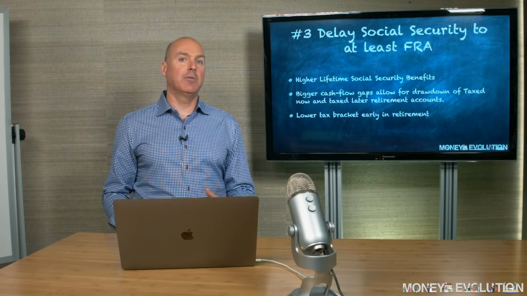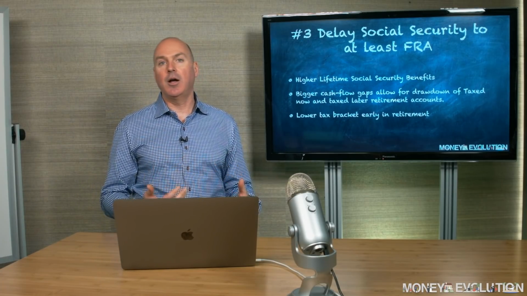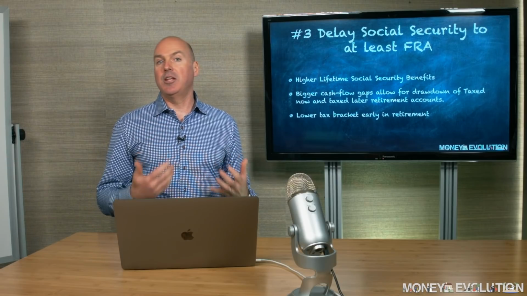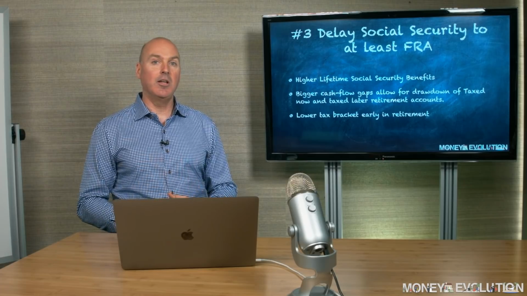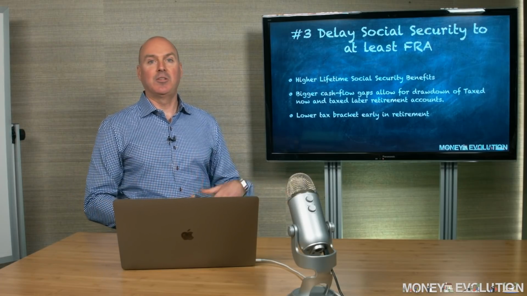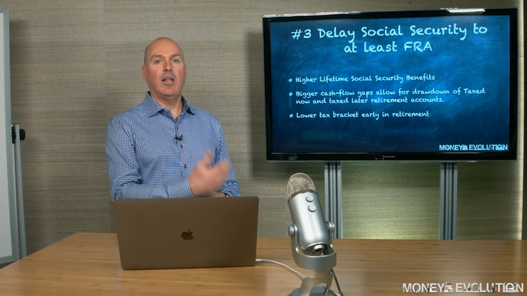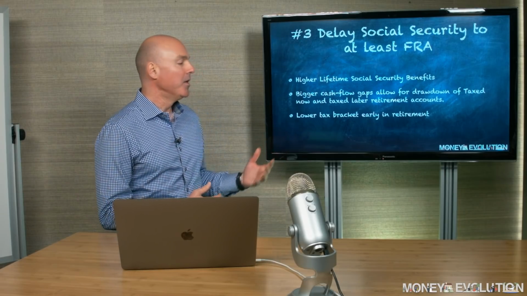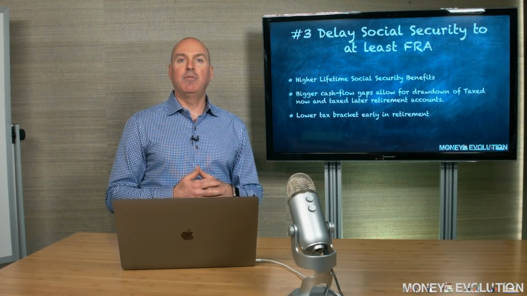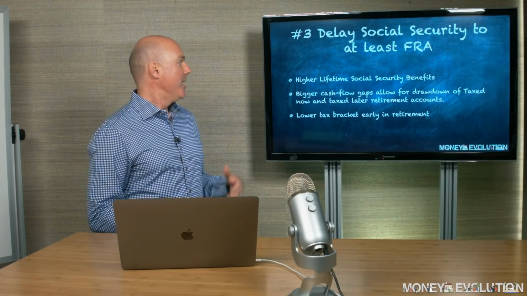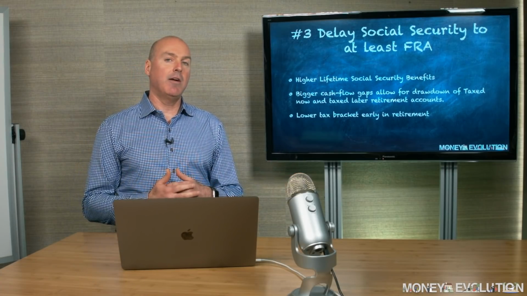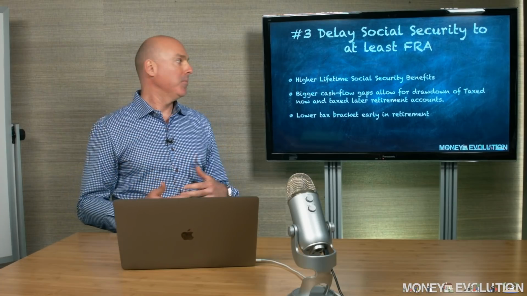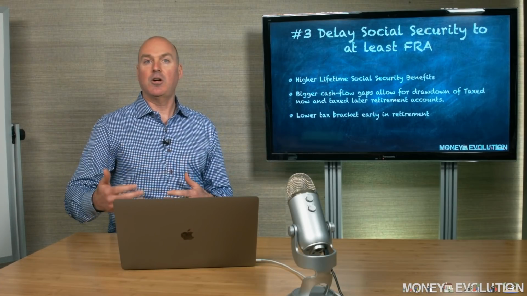So one of the big mistakes that we see all the time is that people retire and then immediately, as soon as they're eligible at age 62, they go and turn on their Social Security benefits. In fact, according to Social Security, we know that's what most people do, because that's what Social Security reports, that a lot of people just turn on those benefits right away. But by delaying those Social Security benefits to at least your full retirement age, which for most people probably watching this video is going to be age 67, that's going to give you, as long as you have some good longevity, probably higher lifetime Social Security benefits over your entire life.